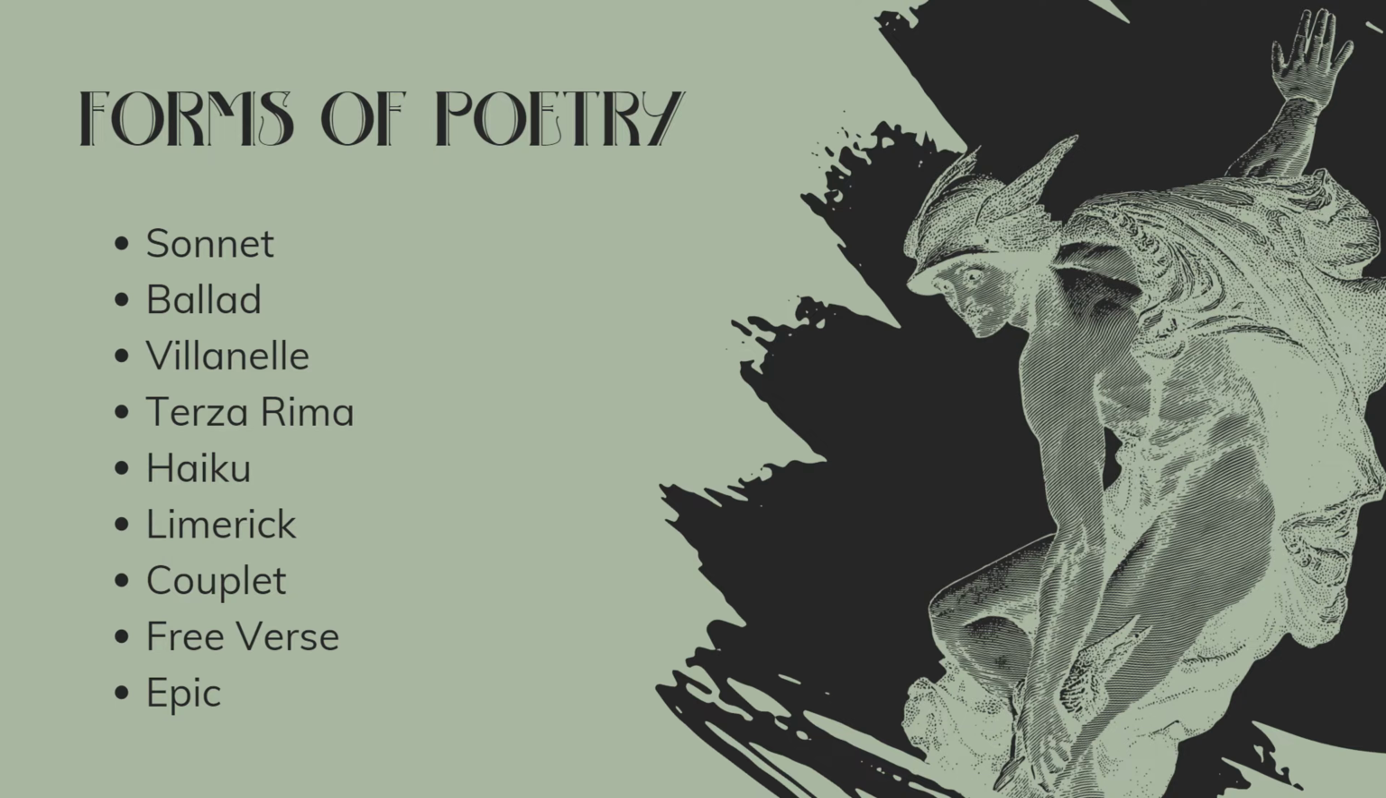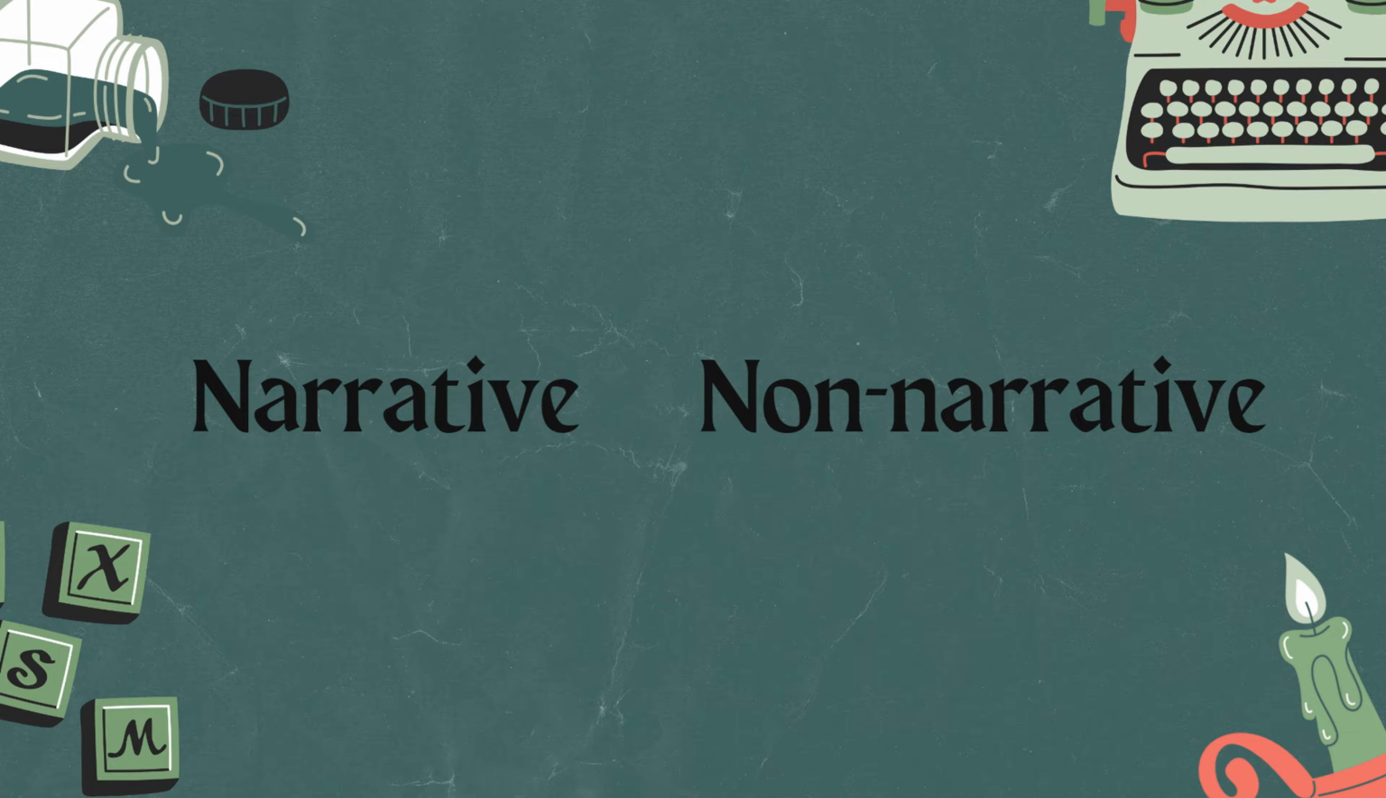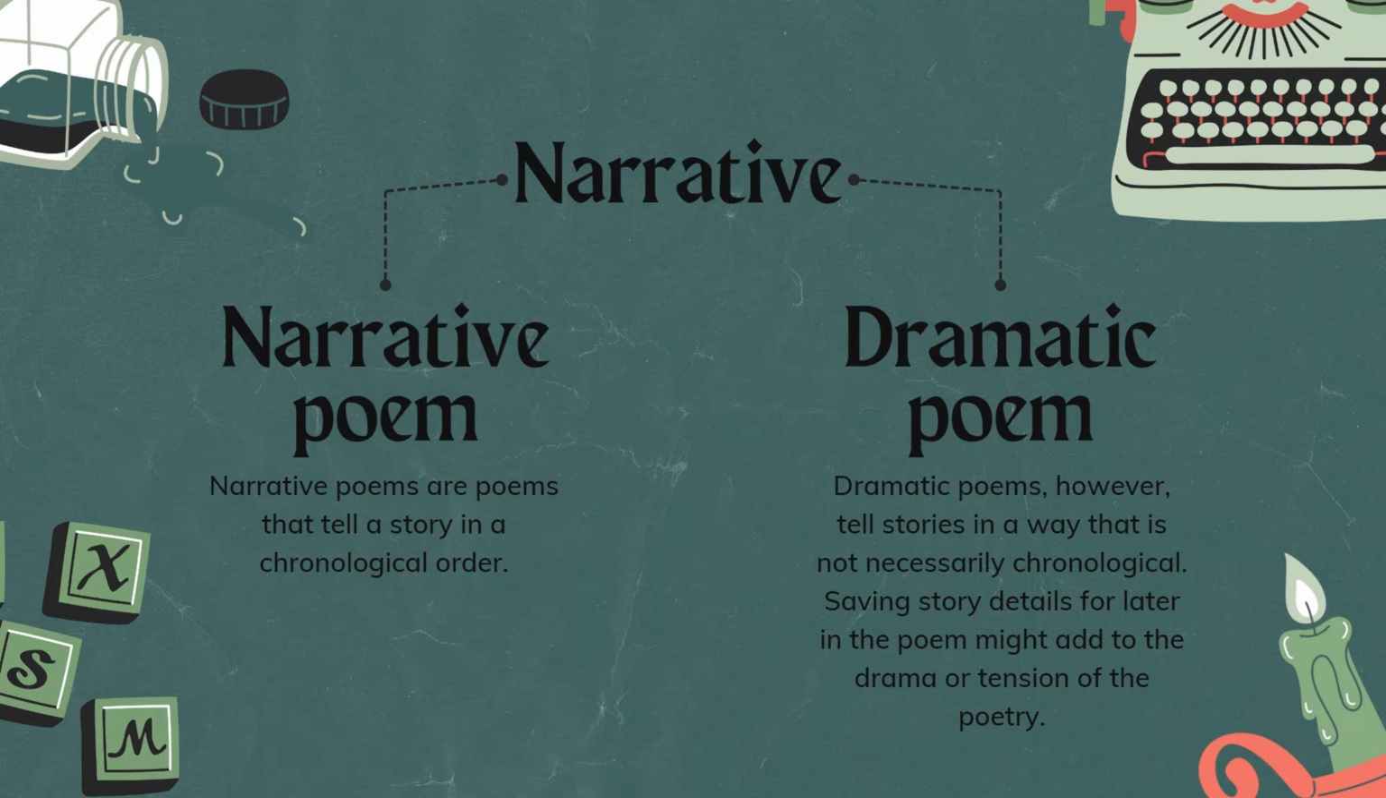There are many forms of poetry, but they can be divided into two broad categories, narrative and non-narrative. Narrative poetry can be divided into narrative poems and dramatic poems. Narrative poems are poems that tell a story in a chronological order. Dramatic poems, however, tell stories in a way that is not necessarily chronological. Saving story details for later in the poem might add to the drama or tension of the poetry.